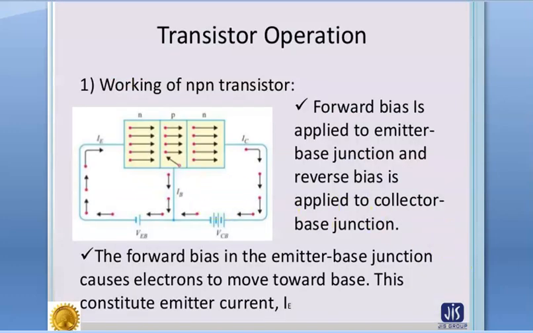Now the operation of an NPN transistor. As I told you, the emitter junction must be connected in forward bias, so the negative pole of the battery is connected to the N side of the NPN transistor, meaning the emitter. This forward bias is applied between emitter and base, and also the reverse bias. Reverse bias means the collector of the NPN transistor is connected to the positive pole of the battery.